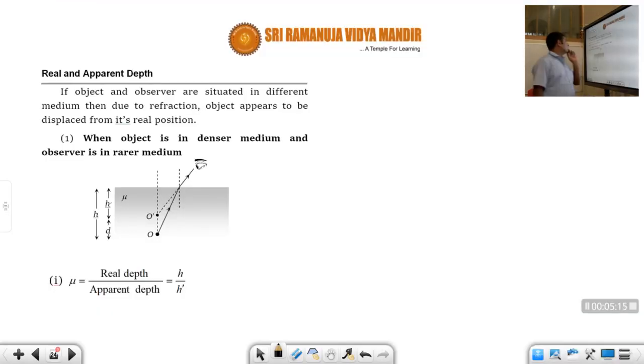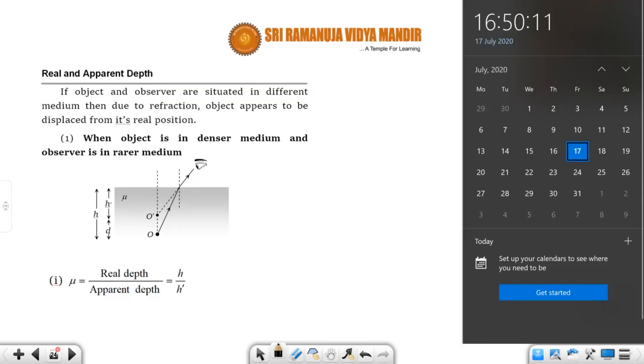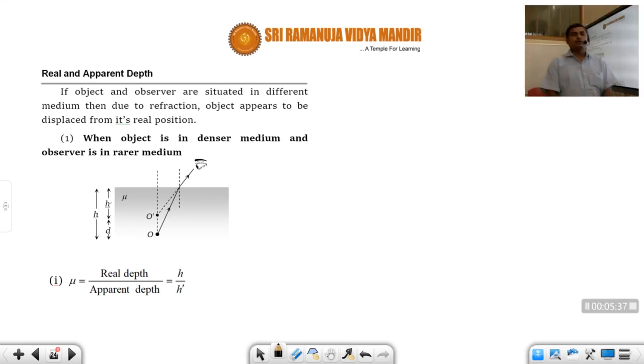Let us go into today's topic, that is when the object is in the denser medium and the observer is in the rarer medium. What is the best example for this, students? The best example is, suppose you are standing and looking at an object which is inside some water, inside some swimming pool. When you look at the object from outside the swimming pool, you will see that object very near, although it is not that much nearer.